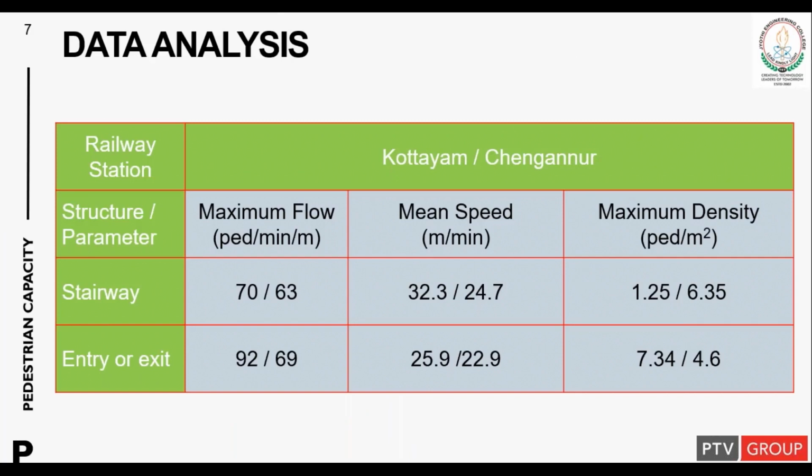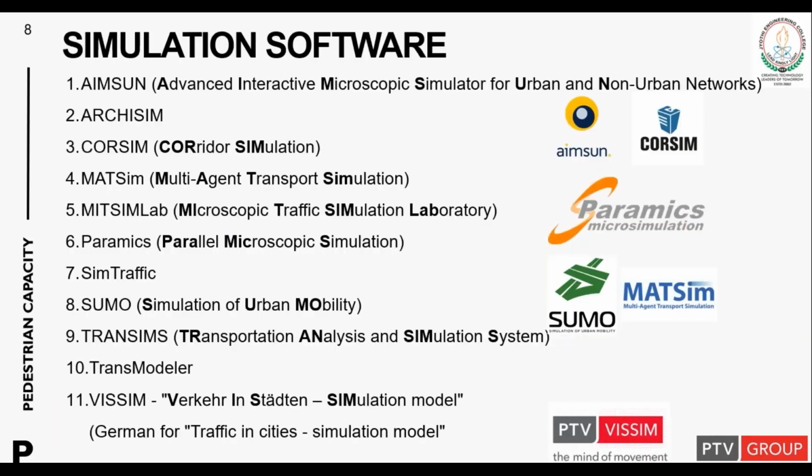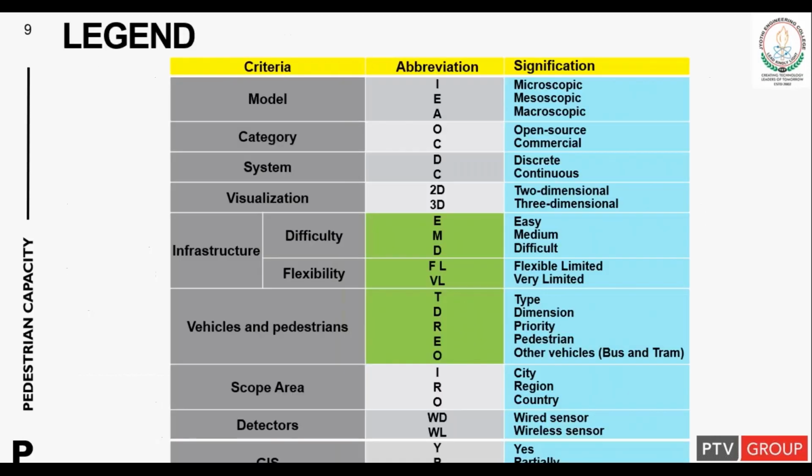Based on the recorded footage, the data is extracted as maximum flow, speed, and density for the two railway stations, and the structures of the stairways and the entry and the exit. And then, to simulate the vehicle or the pedestrian network, there are almost 11 software packages available in the transportation field market for vehicles and pedestrians.